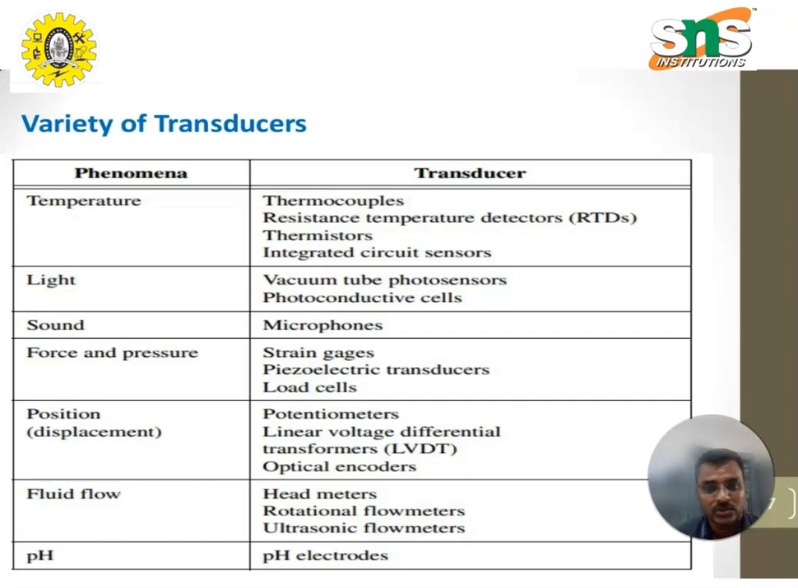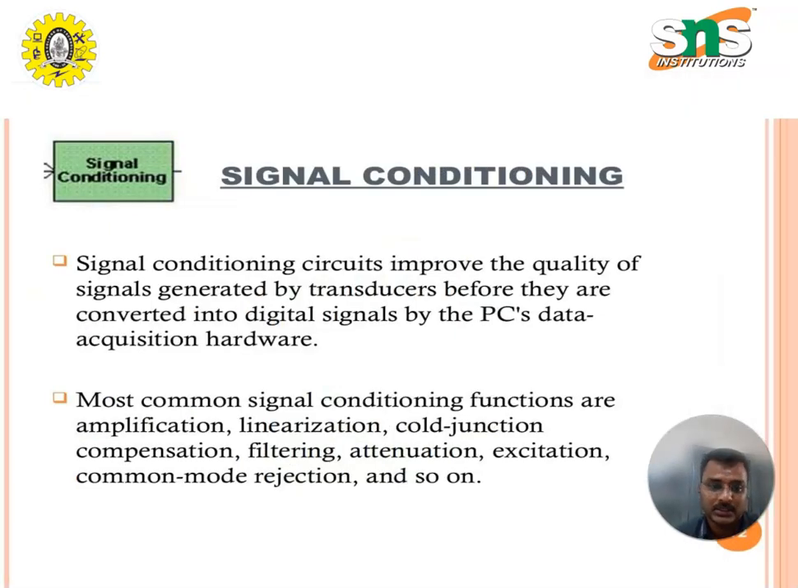A variety of transducer sensors are available: temperature, light, sound, force, pressure, displacement, fluid flow. Examples of these transducers are given on the right side: thermocouples, thermistors, light vacuum tube, photosensors, etc. Signal conditioning circuits help to improve the quality of the signals that come from the transducer sensor.